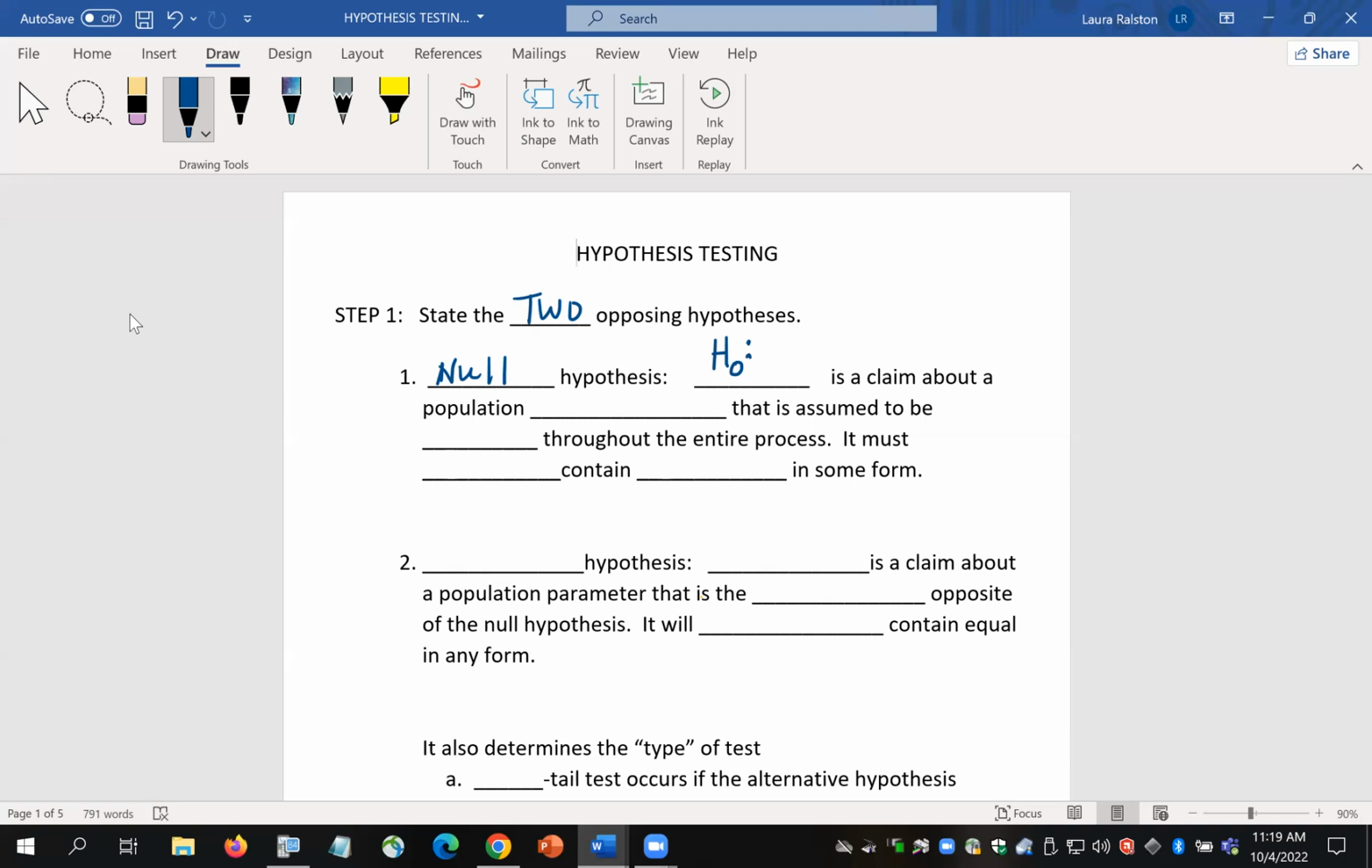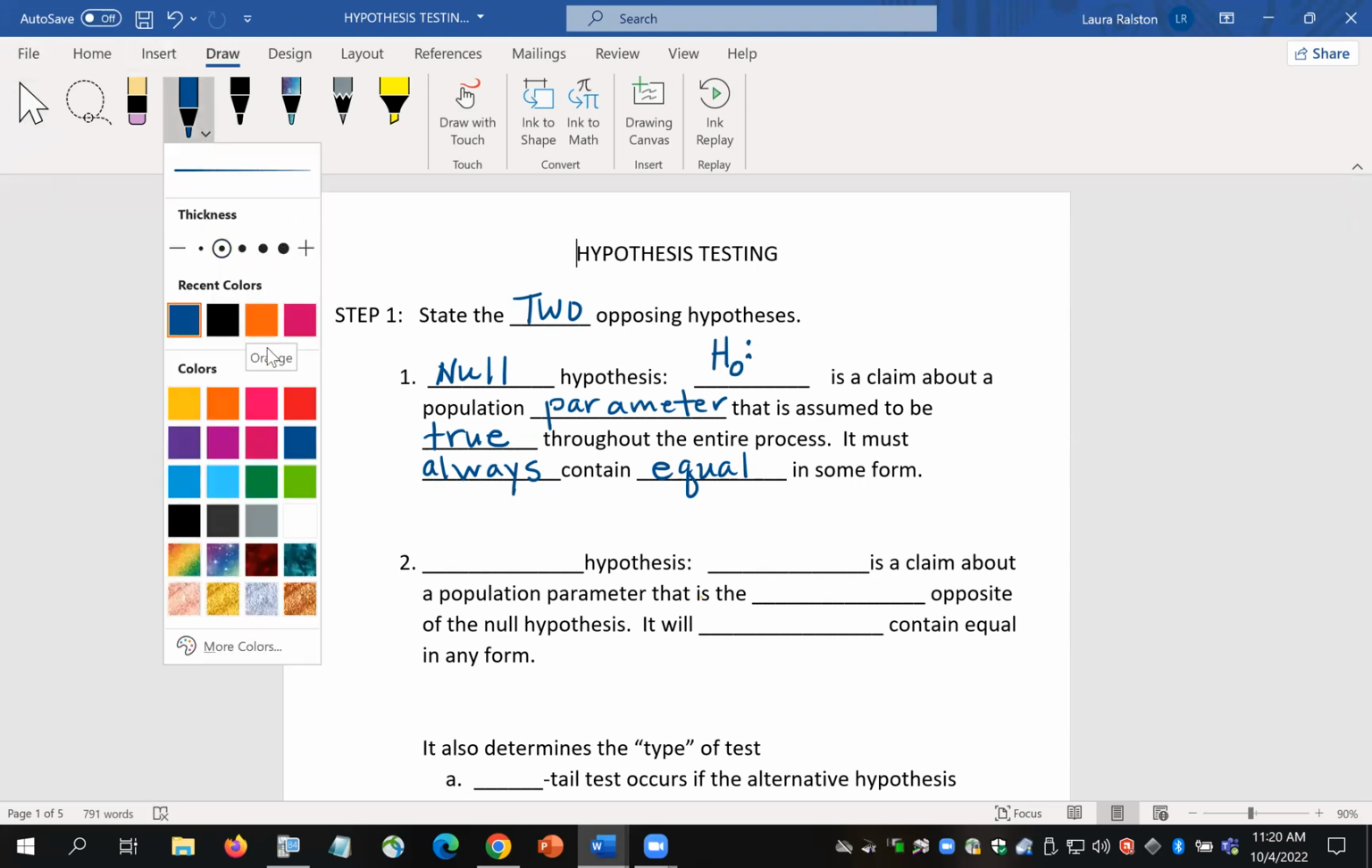And your hypothesis, really both of them, but the null hypothesis is a claim about a population parameter that is assumed to be true throughout the entire process. It must always contain equal in some form.